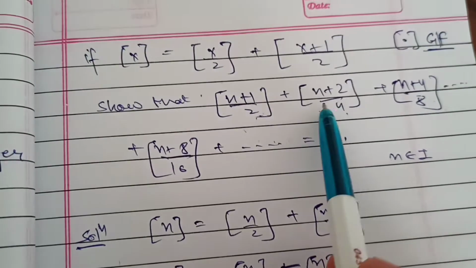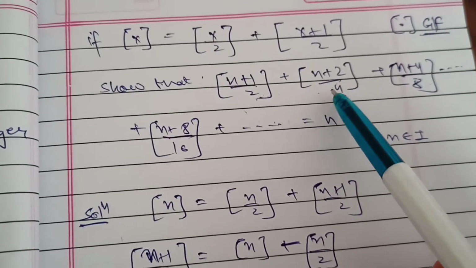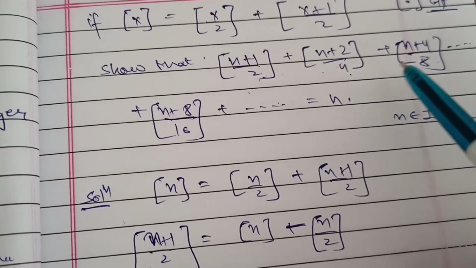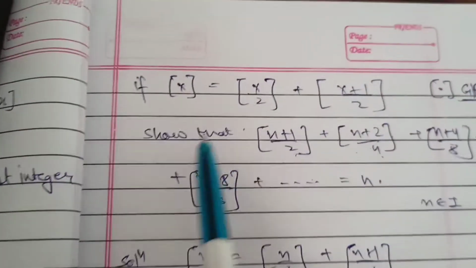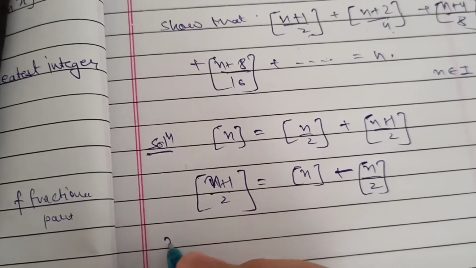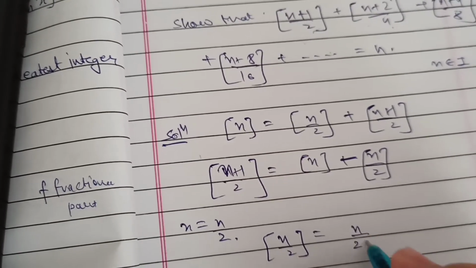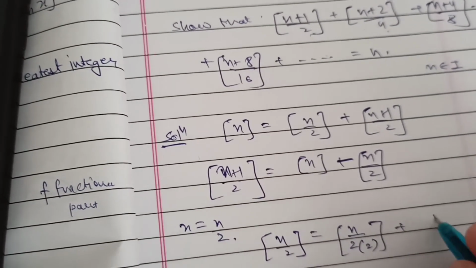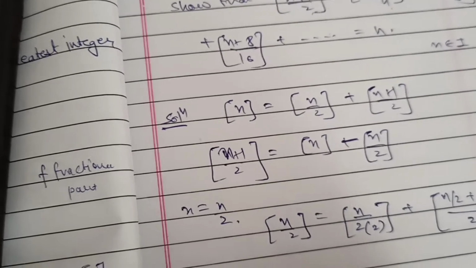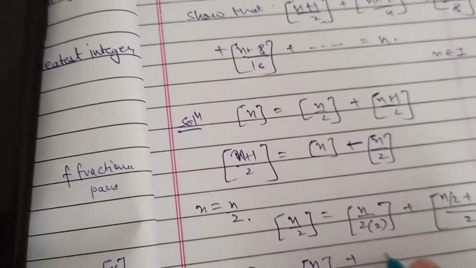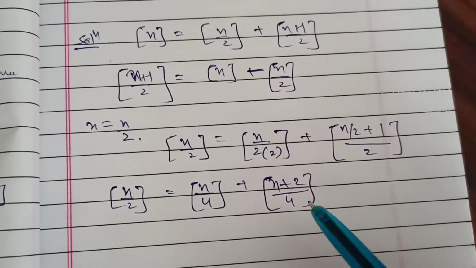Now the trick is how to get [(n + 2)/4] and the rest of the other terms. If you see the pattern, you may think it's something like a 2 to the power r pattern. Certainly yes, but if you insert x is equal to n by 2, the greatest integer function of n by 2 is n by 2, so it is the half of this, plus [(n/2 + 1)/2]. So what you get is n by 2 is equal to n by 4 plus [(n + 2)/4]. Yes, so you get this.